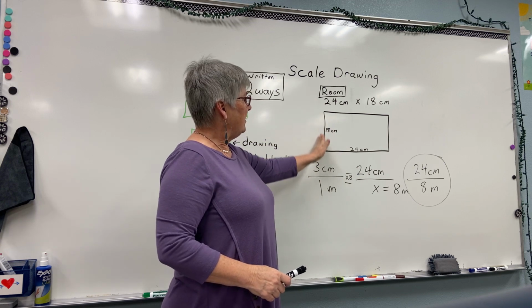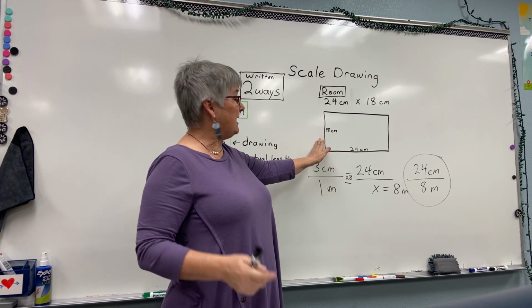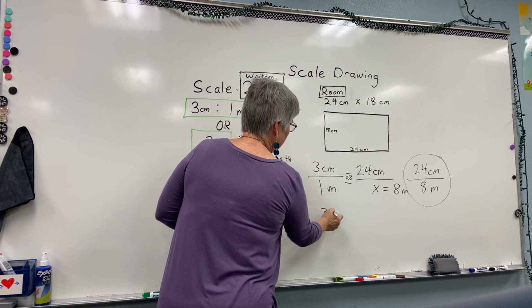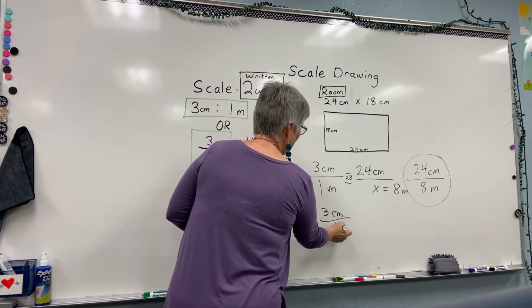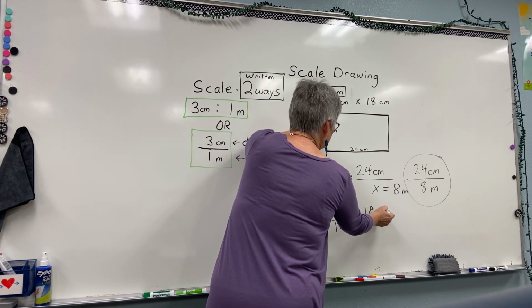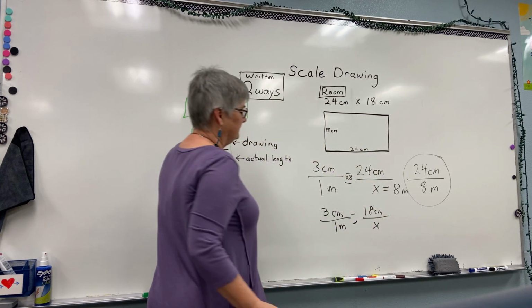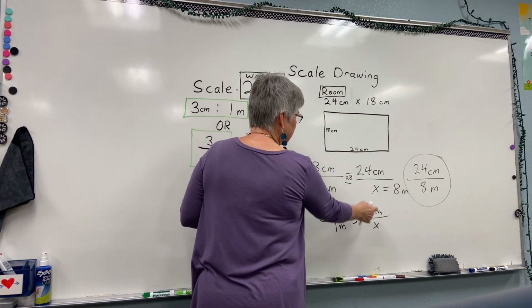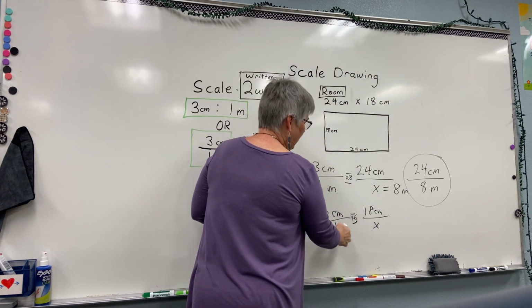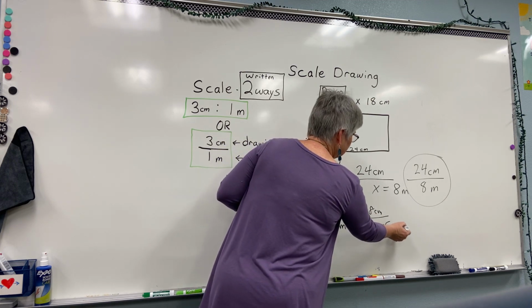What about the length of this? I have to do it a second time with the 18. I have the same scale, 3 centimeters over 1 meter equals 18 centimeters over X, okay? How do I get from 3 to 18? Yes, times 6. And 1 times 6 is 6, and we're talking meters, so it would be 6 meters.